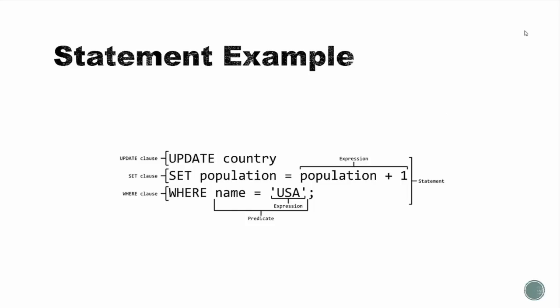So here's a labeled example of a statement. Here we have the update clause. We're saying we want to update the table country. And then here we have a set clause. We want to set the population equal to this expression, which is population plus 1. Okay, that's considered an expression. Then we have our where clause. We're saying where the column name is equal to the string of USA, which is considered an expression. All right, so this part here is considered the predicate, and then all of it is a statement. Okay, so that's an example from the MySQL documentation.